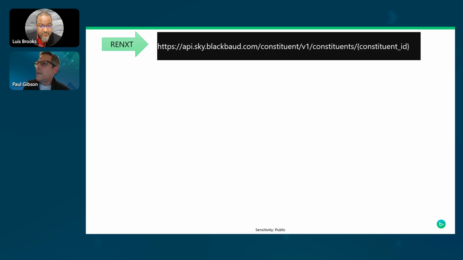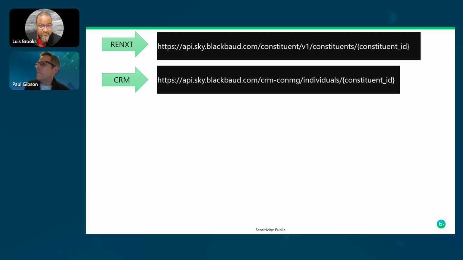So when you look at one of these endpoints, for example, in Raiser's Edge NXT, this is the endpoint that's used to fetch data about a constituent. In Blackbaud CRM, there's a similar endpoint, but it's different. And if you're not familiar with Blackbaud systems, we have more than one fundraising system, or more than one CRM type system, and they have similar terms like constituent for some of the entities, but they are different. And so we have two different APIs for these different products. We're very product oriented in our APIs.